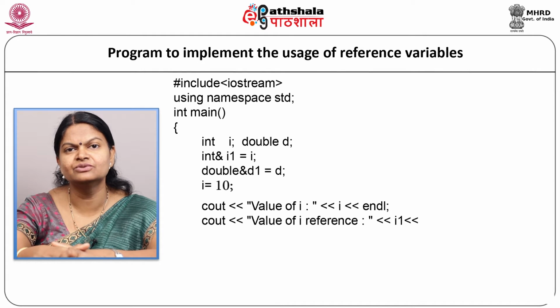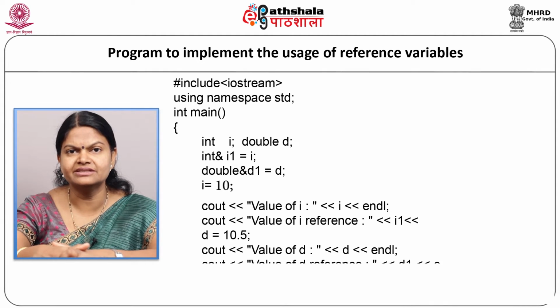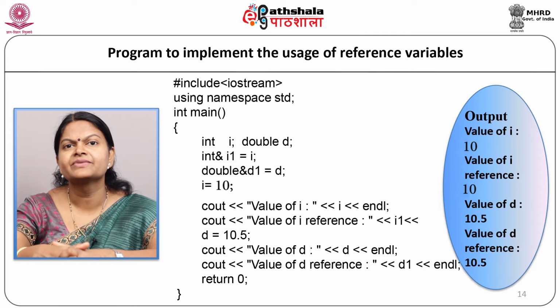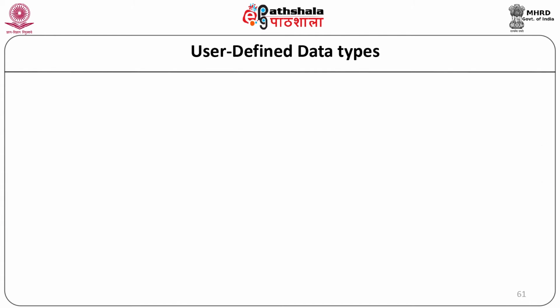Now we will give the value to the double variable d equal to 10.5. Now we will display the double variable d and the reference variable d1. So our statements will be cout the value of d is and cout the value of the reference variable d1 is, and our program will end. When we execute this particular program, we will get the same values for i1 and i, that is 10, and we will get the same values for d and d1, that is 10.5.